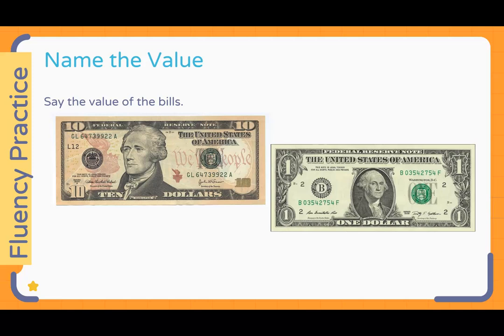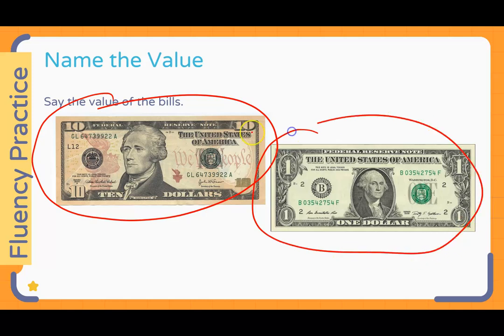Say the value of the bills. What bill is this? $10 bill. What bill is this? $1 bill. A $10 bill is worth $10. A $1 bill is worth $1. Not 1 o'clock, just $1. Okay, add them together. I have $11.